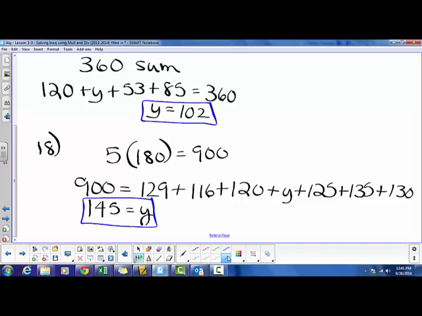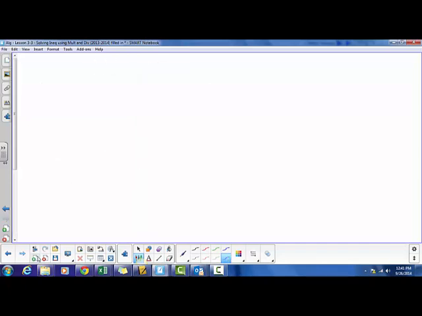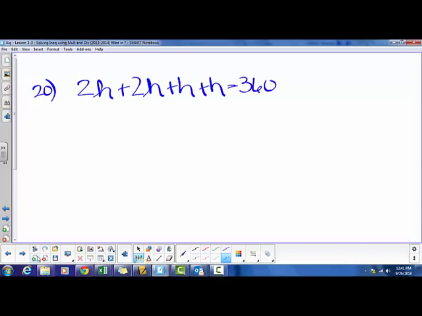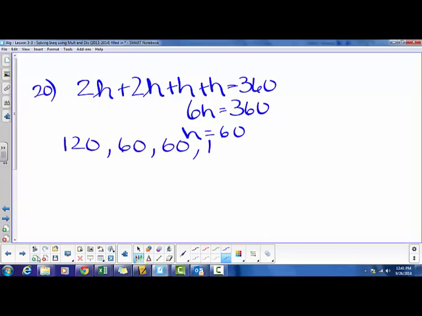Okay? Number 20. Quadrilateral again, so it has to add up to 360, so 2h plus 2h plus h plus h equals 360. 6h equals 360, so h equals 60. So the angle measures are 120 and 60, 60 and 120, because there are 4 angles in that shape, okay?